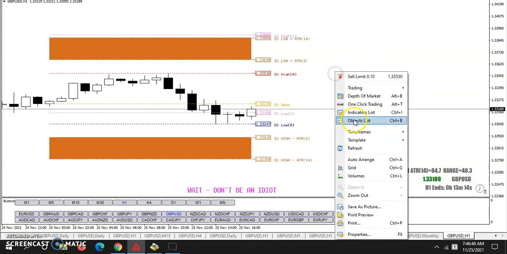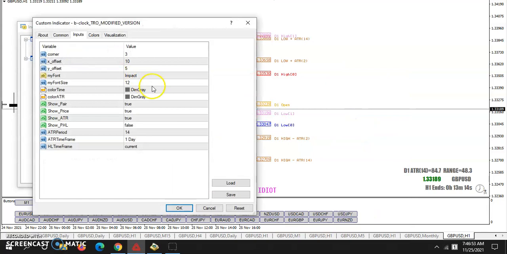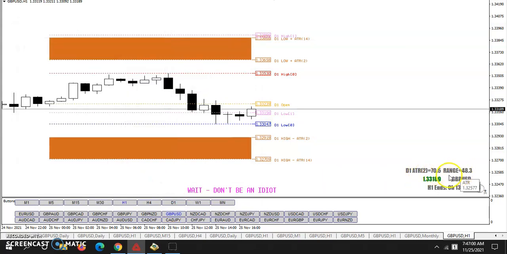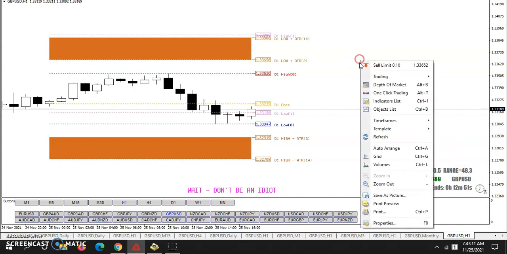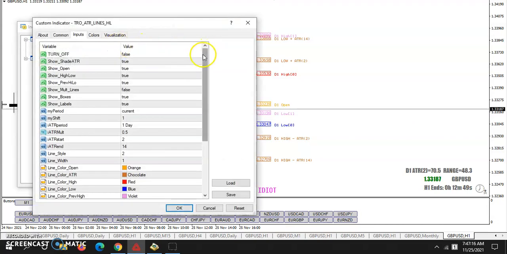Now the minimum ATR was ATR 2. So once again, ATR 2 is 70.5, but today's range is only 48.3. So it's your choice which one you want to use, or put one on one chart and one on the other.